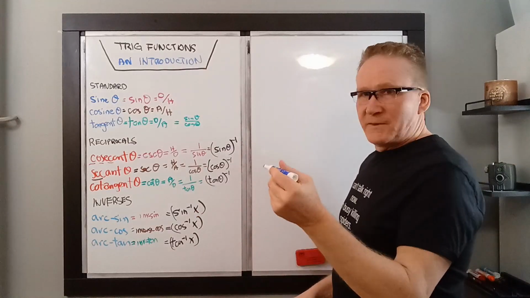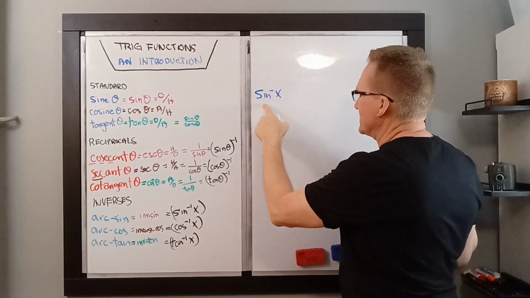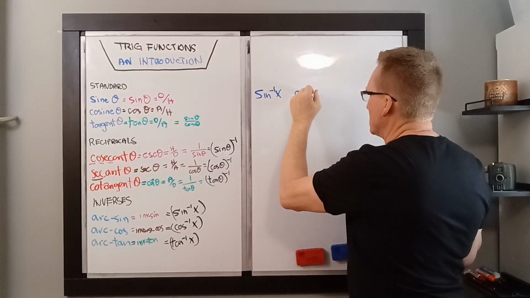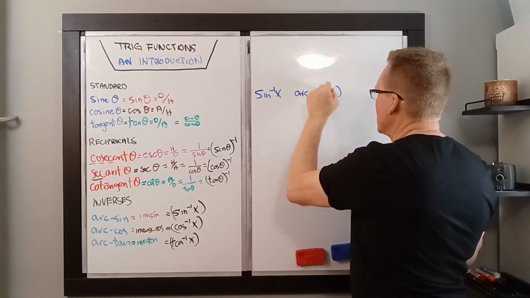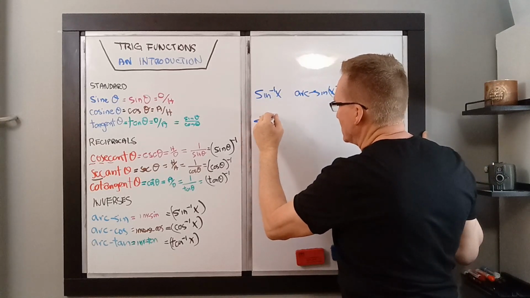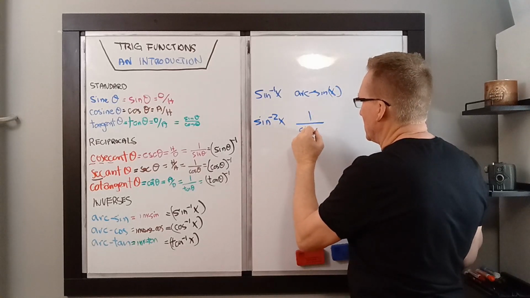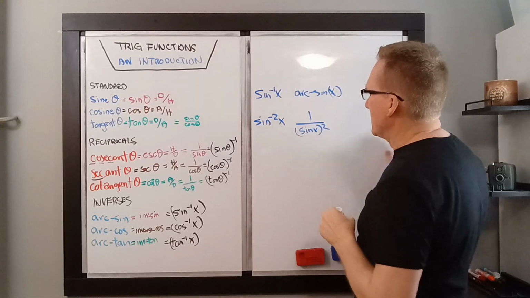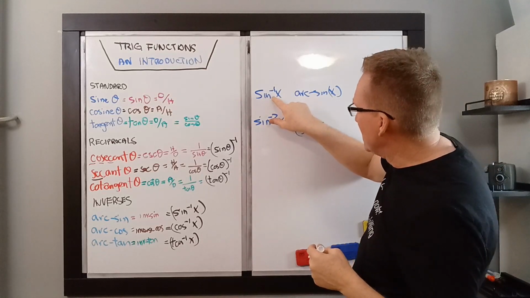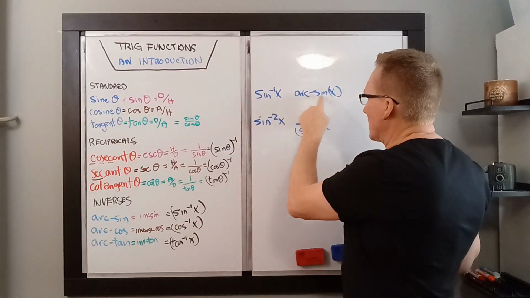However, just to confuse you a little bit more, sine -1 x is the arc-sine of x, or the inverse sine of x. However, sine -2 of x is 1 over sine x all squared. So if that power is -1 and it's between the sine and the x, or between the tangent and the x, it means arc-sine.